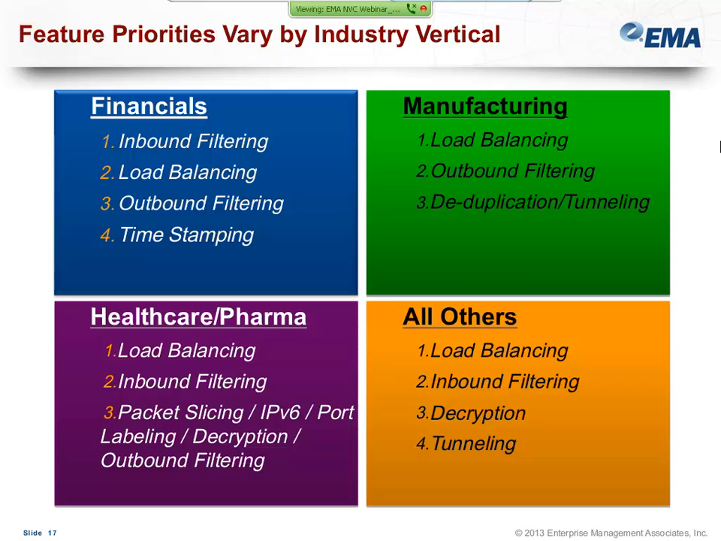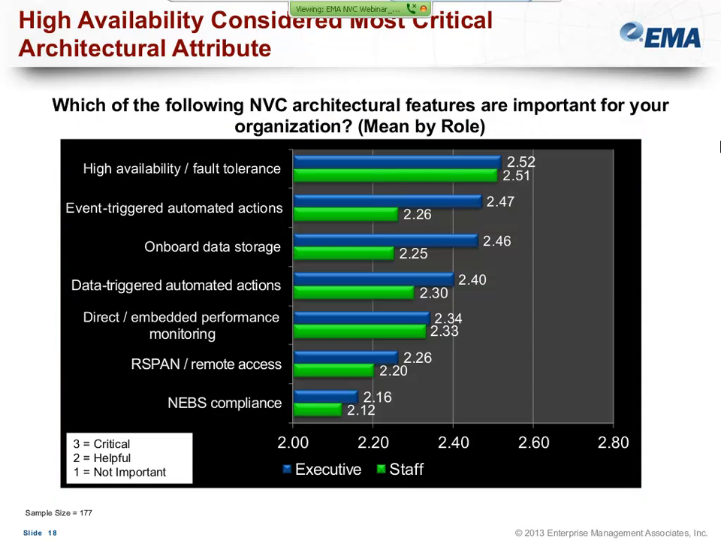If I look at the all others, this is everyone but those 3 verticals, it's a similar sort of list. We see decryption and tunneling again popping up a little bit higher than they might be on average. So some interesting things there, and definitely some variations depending on the type of business that become a bit more important. The second group of questions here is around the architecture of the solutions. And again here, this is split by executive and staff responses. There are some variations between them.